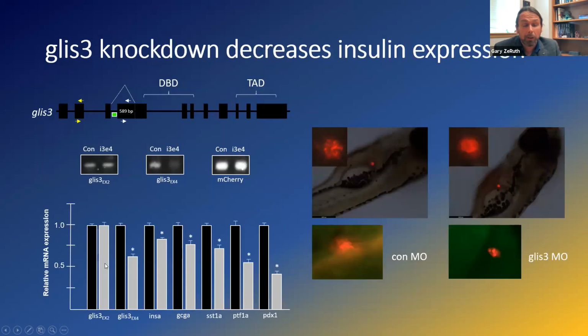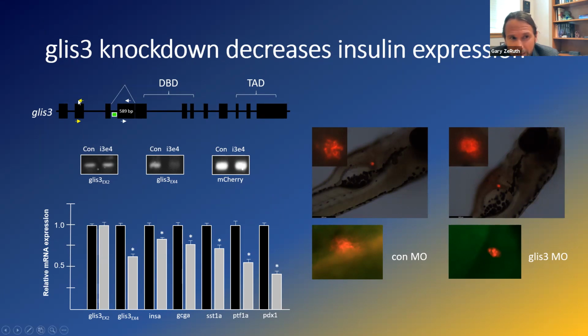So we wanted to see what effect knocking down Glis-3 would have on pancreatic development in the zebrafish. So we employed a splice blocking morpholino that binds within the Glis-3 locus right in between exon 3 and exon 4. And this should prevent proper splicing to cause the entire deletion of exon 4, which is made up of 589 base pairs. This is going to result in a frame shift mutation that should knock out Glis-3. So when we do this, we get about a 40% reduction in Glis-3.